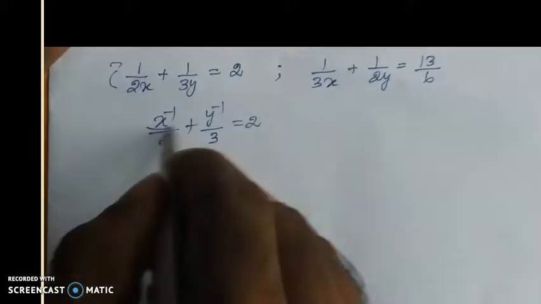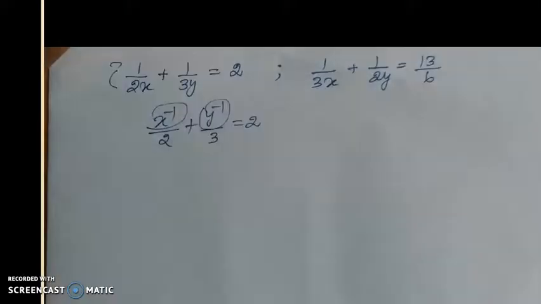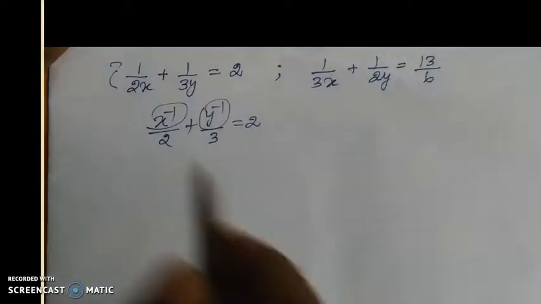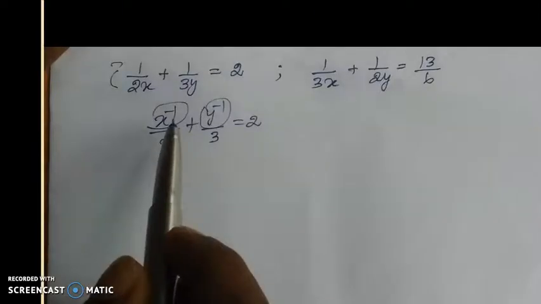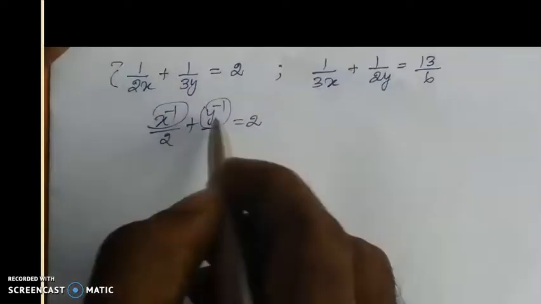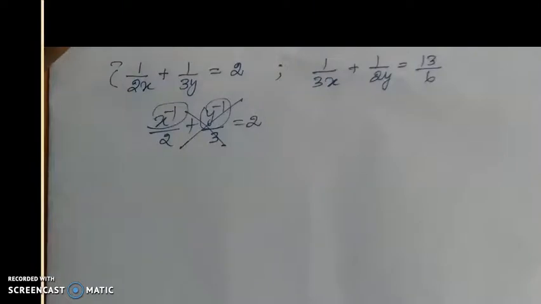Look at the power of the variable, whether it is a whole number or not. No, it is not a whole number, right? It is minus 1. Is it a linear equation? Definitely not, because in a linear equation the maximum power of the variable is 1, that is plus 1. But here we got power minus 1. So it is not at all a linear equation. It is a non-linear equation.